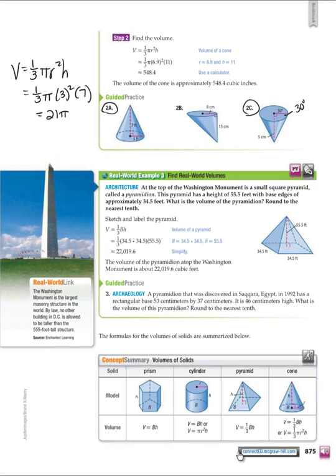But if I multiply 21 times pi and I put in pi in my calculator instead of 3.14, I'll get a more accurate answer than if I had used the 3.14. I'm going to get 65.97 cubic feet. Now remember, this is exact, this is rounded.